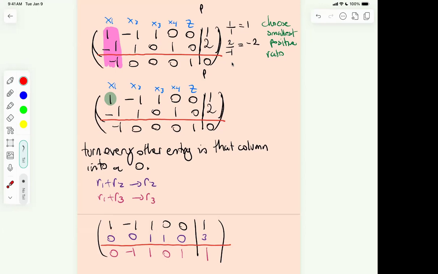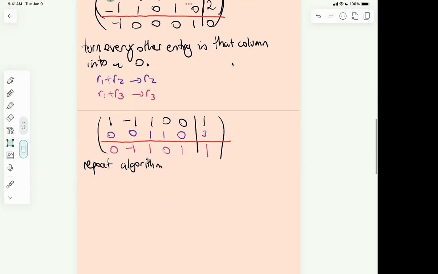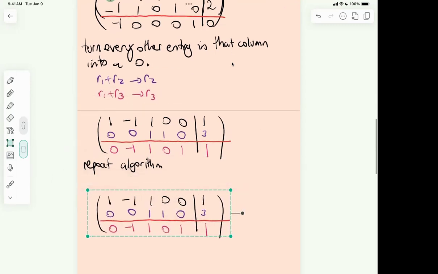Because now when you go to this part of the algorithm, it repeats. So now you find a column with the largest negative coefficient. So now you repeat the algorithm. In this case, the only one we can choose is the second column, right? So I choose the second column.